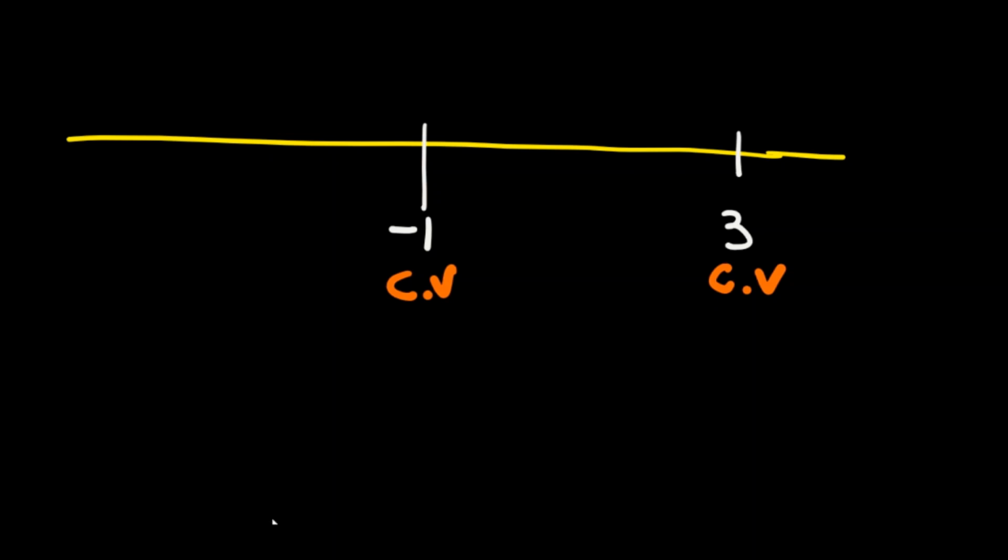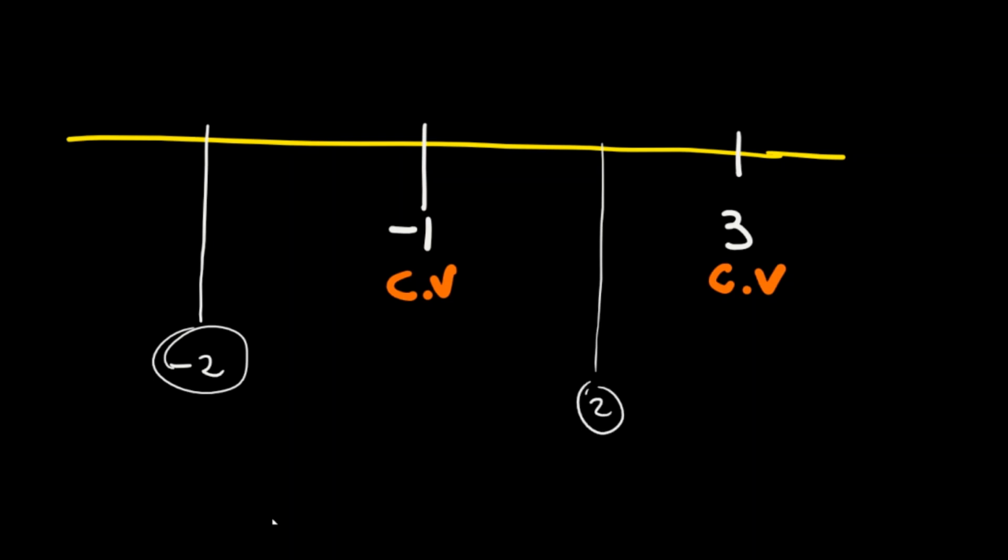Then from here, what you do is you're going to test. What do I mean by that? You're going to test a value before your critical value of minus 1, which can be minus 2 or minus 3, any value. And you'll test a value between your critical values, which can be 2. You'll test a value after your critical value, which can be 4, 5, 6. It's just up to you which one you choose, right? So what do I mean by this?